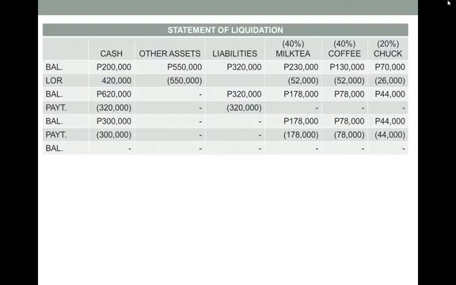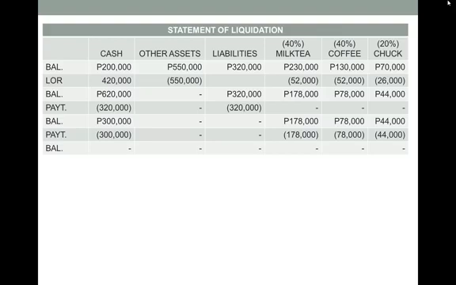This is how you compute the liquidation or statement of liquidation. Isipin mo, meron kang worksheet. Then, you put all the necessary or given accounts: cash, other assets, liabilities, and capitals of partners. Now, balances from the balance sheet: 200,000 for cash, other assets 550,000, liabilities of 320,000. And then for the three partners, for Milk Tea 230,000, Coffee 130,000, and for Chuck is 70,000.